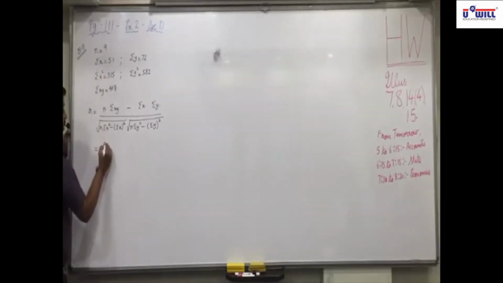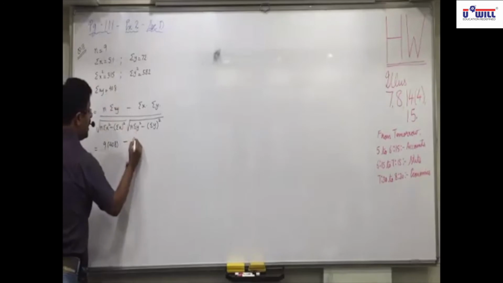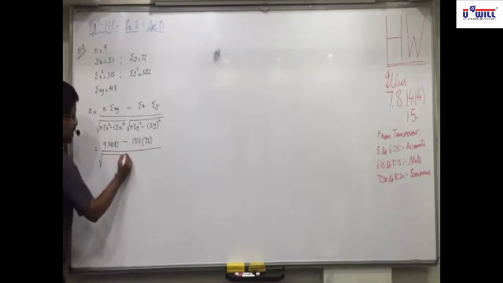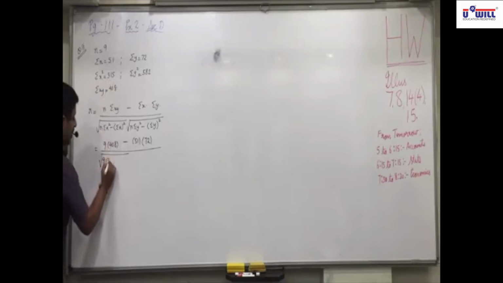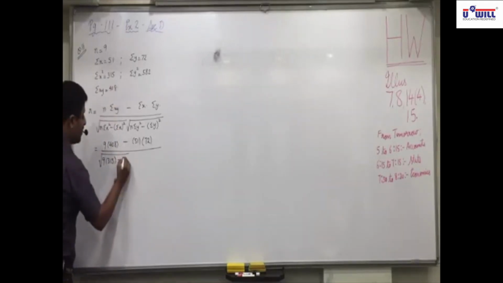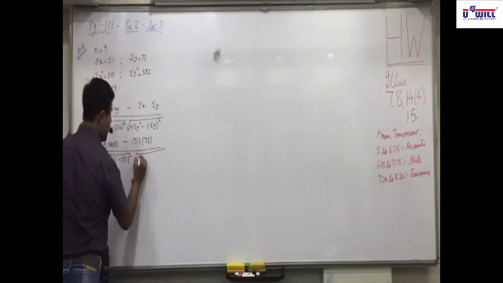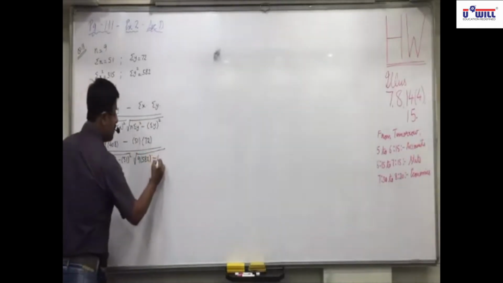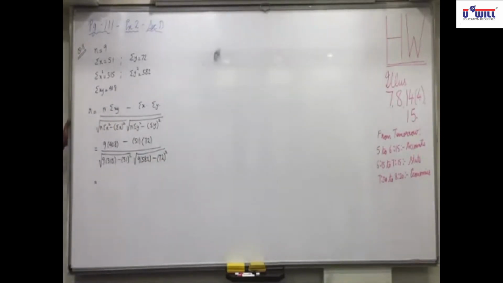n is 9, into sigma xy is 408, minus sigma x is 51 into sigma y is 72, upon square root. Please don't speak in between. n is 9 into sigma x square, which is 315, minus sigma x, that is 51, whole square, into square root, n is again 9 into sigma y square is 582, minus sigma y, 72, whole square. Is everyone clear with that? Raise your hand if you did not understand the substitution of values.